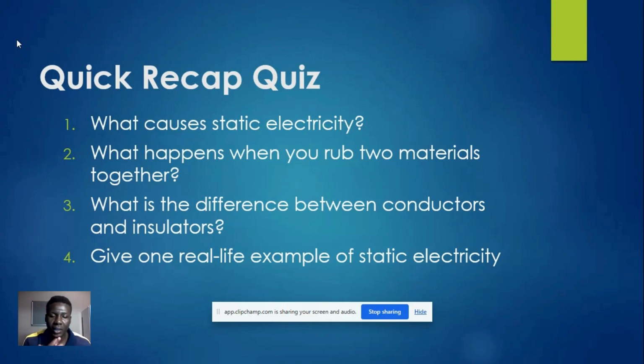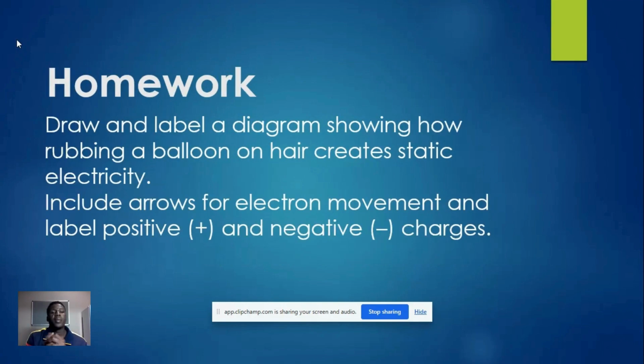Okay, then for your homework, you could draw and label a diagram showing how rubbing a balloon on hair creates static electricity, and include the arrows for electron movement, and label the positive and the negative charges. Okay, then go and do this homework. Then we will correct it when we meet in our next class.